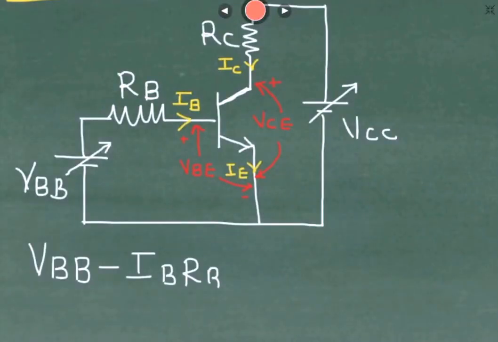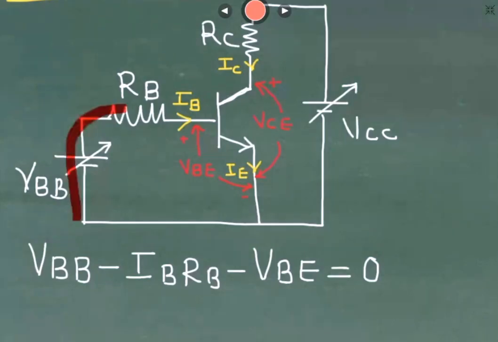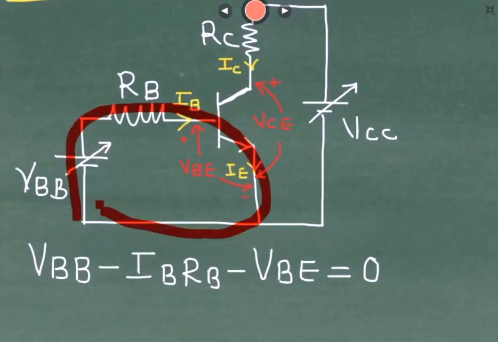In this segment, minus VBE is equal to 0. So what you have done, you have completed this loop as shown in the figure. So this is the equation which has been written towards the base side.